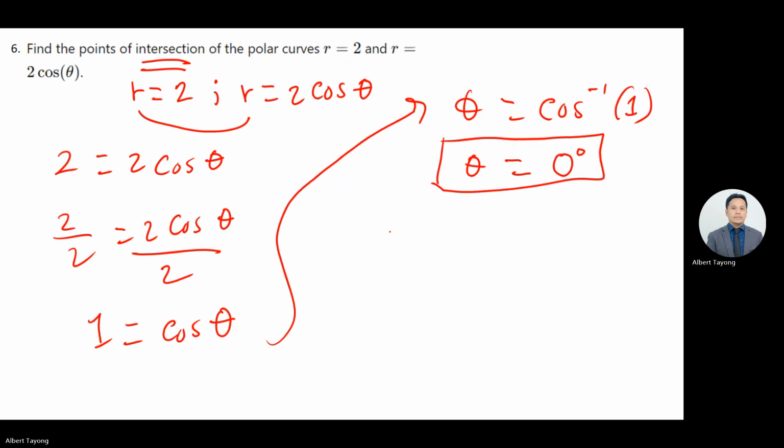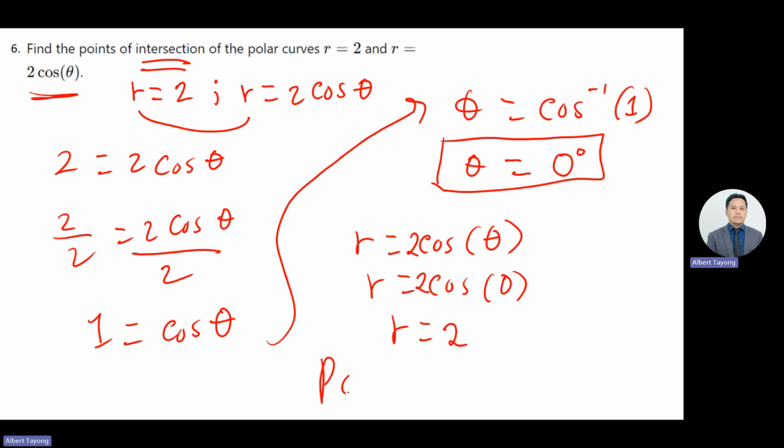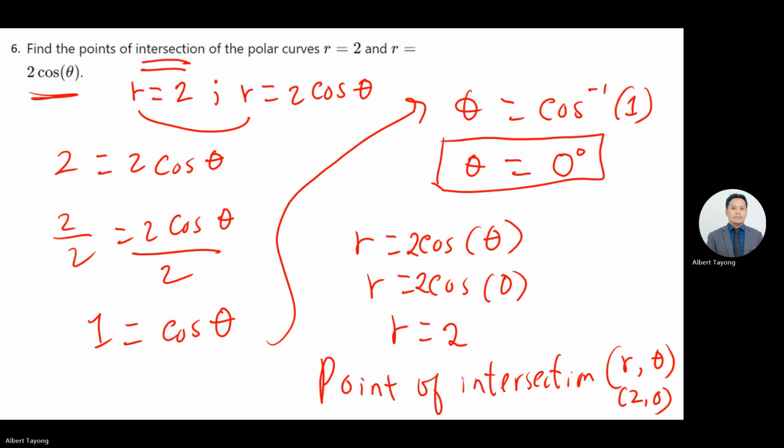Right, so we can now plug in this value here. r is equal to 2 cosine theta. So 2 cosine 0. r is equal to 2. So the point of intersection is r comma theta. So it is 2 comma 0. So this is the point where they're going to meet.